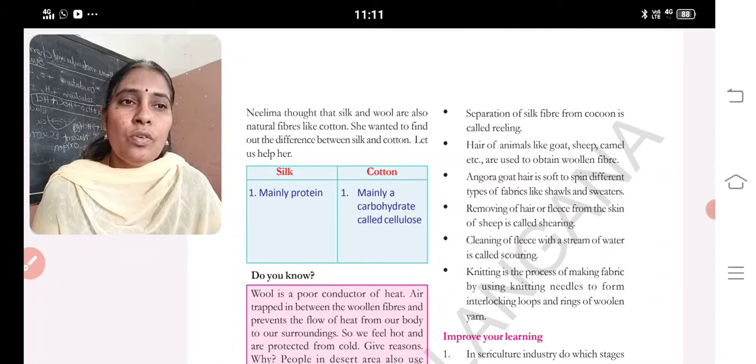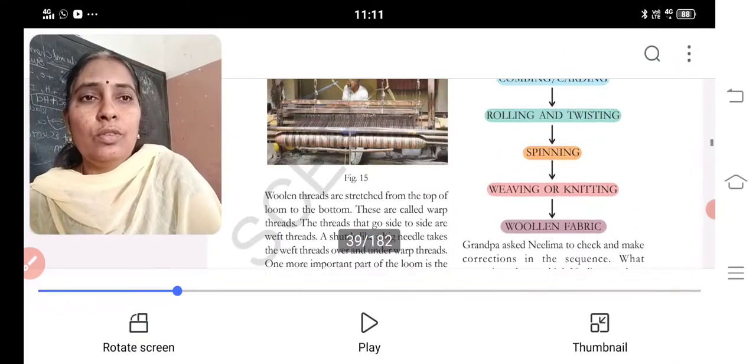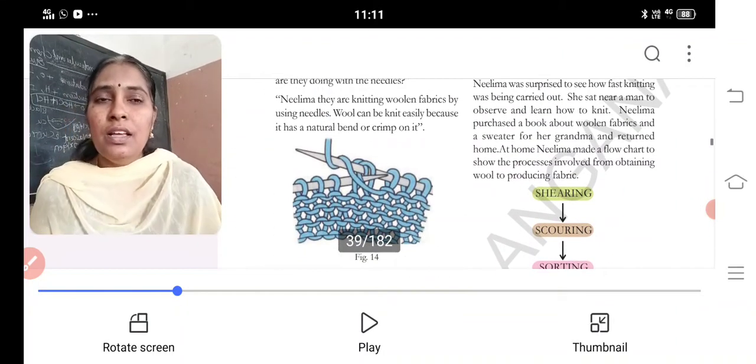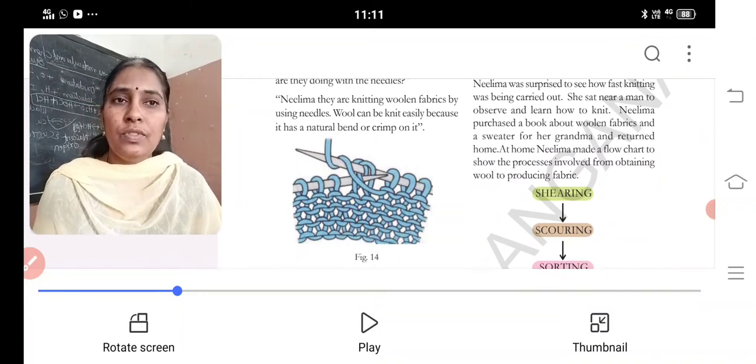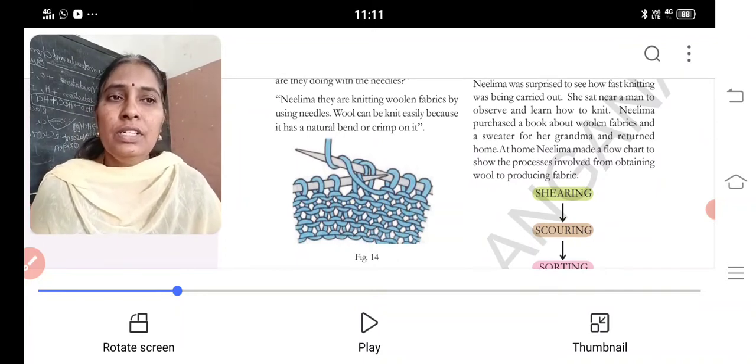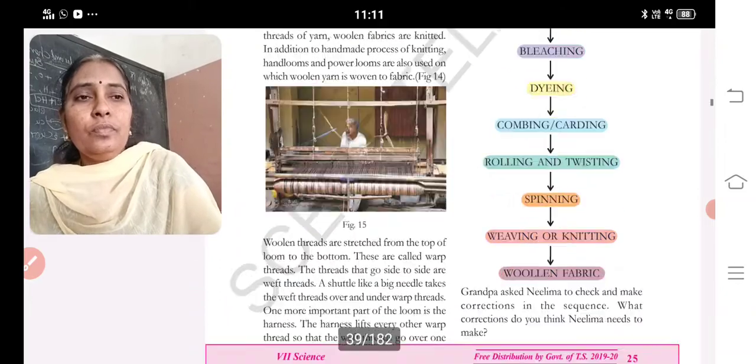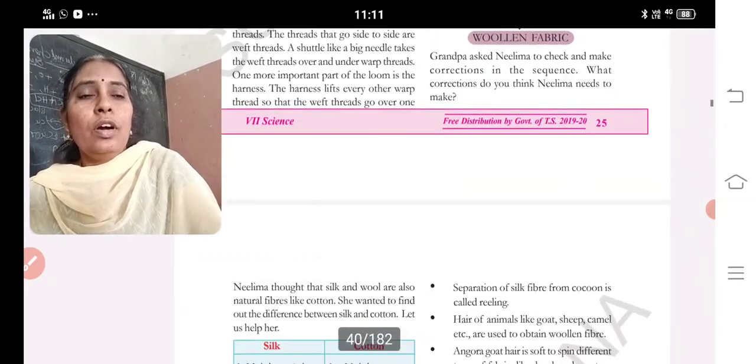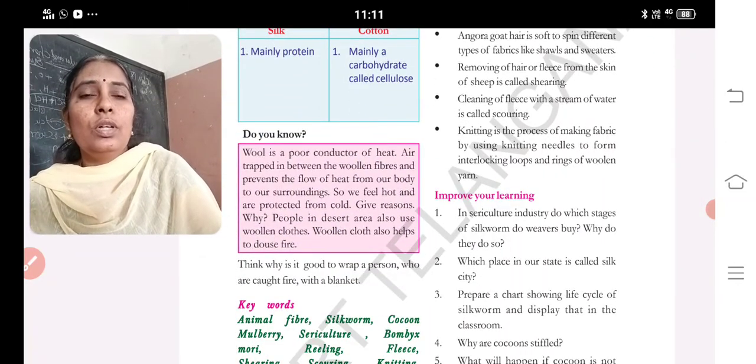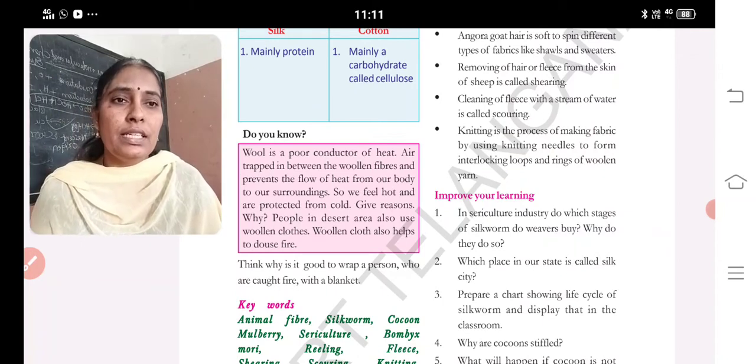Knitting is a process of making fabric by using knitting needles to form interlocking loops of woolen yarn. See, I will show what knitting is. Here it is. This is the way of knitting. They knit in an interlocking, zigzag manner. Knitting or weaving is done. So all these questions are important.